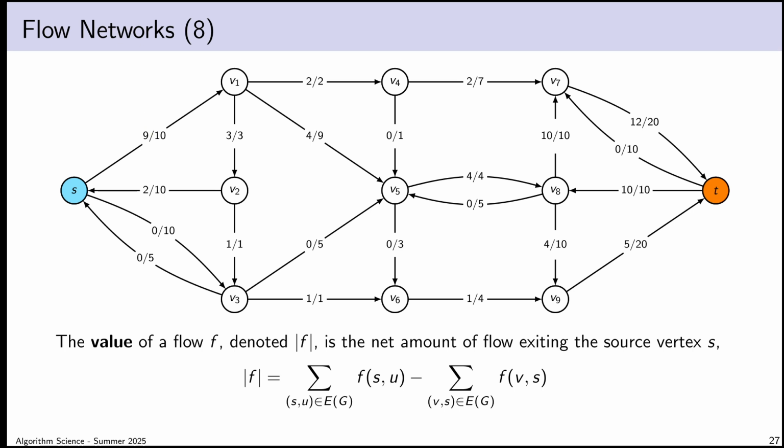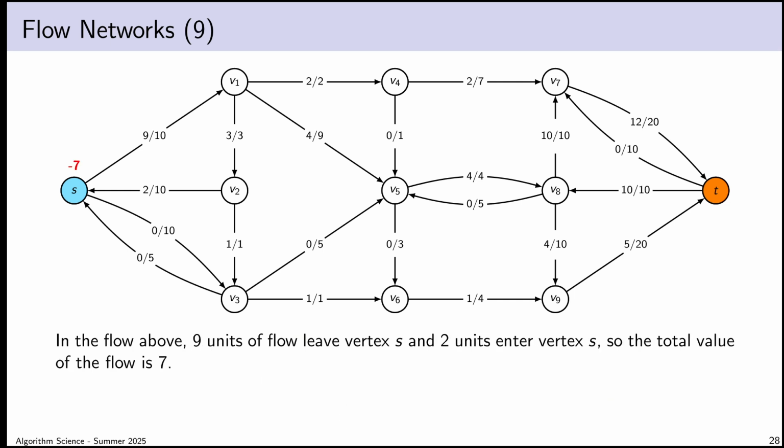So for the sake of having one consistent definition, it will be the amount of flow exiting the source vertex S, the net amount. I can compute that by taking every edge out of the source vertex S to some other vertex, some outbound neighbor of S, adding up the flow across those edges, and then subtracting all the flow from other vertices back into S. So for example, here the total amount exiting vertex S is 9, and the amount entering it again is 2, so the value of this flow is 7. The value of a flow will be positive.